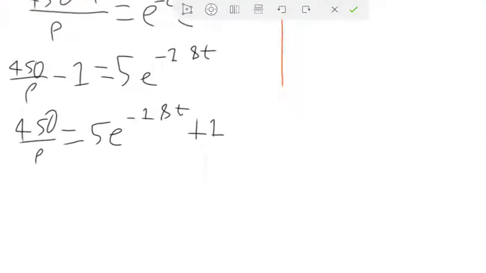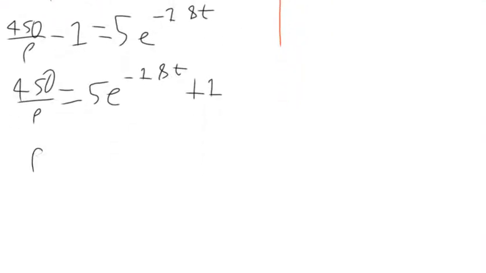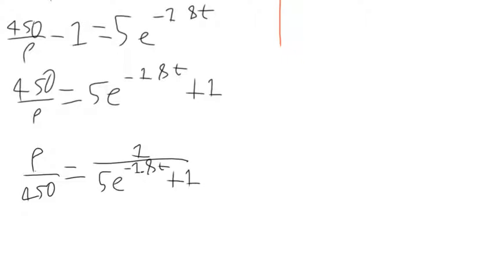And I will do the reciprocal on both sides, so I get p over 450 equals 1 over 5e to the negative 1.8t plus 1. And I will multiply both sides by 450, and we find out that p equals 450 over 5e to the negative 1.8t plus 1.